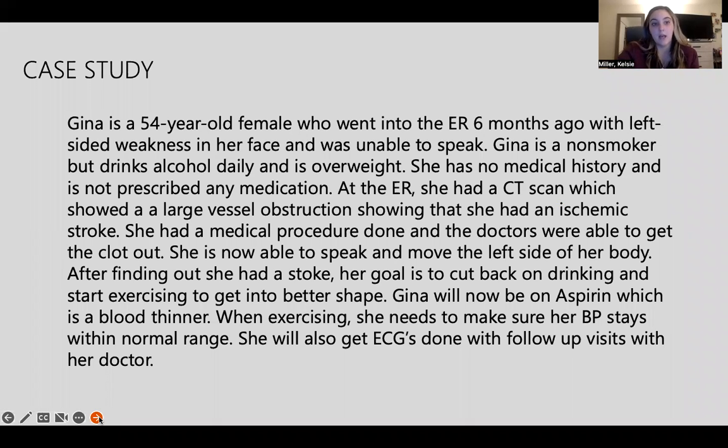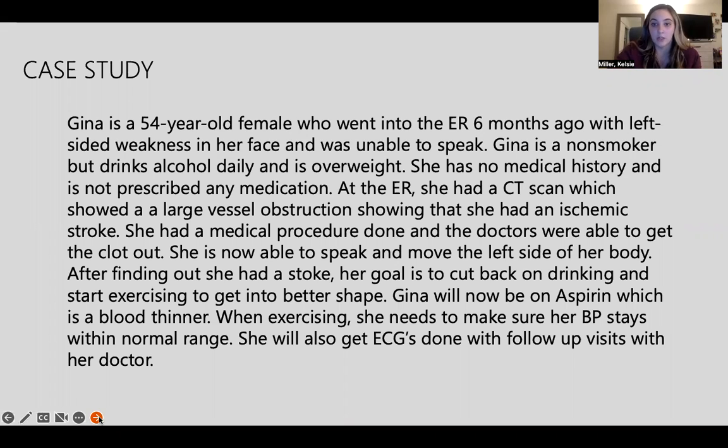For my case study, I chose Gina, a 54-year-old woman who went to the ER 6 months ago with left-sided weakness in her face and was unable to speak. Gina is a non-smoker but drinks alcohol daily and is overweight. She has no medical history and is not prescribed any medication.